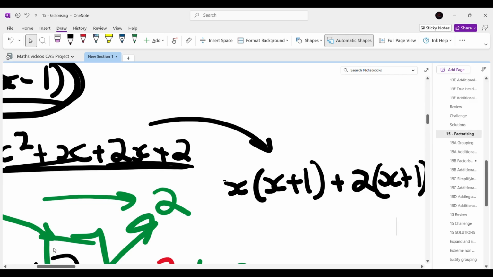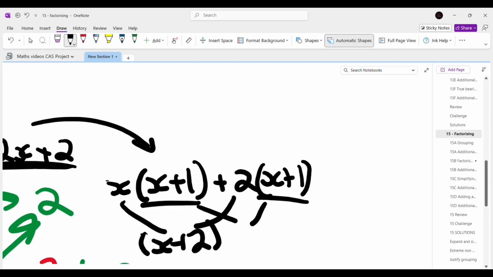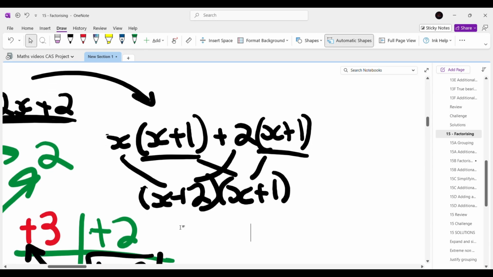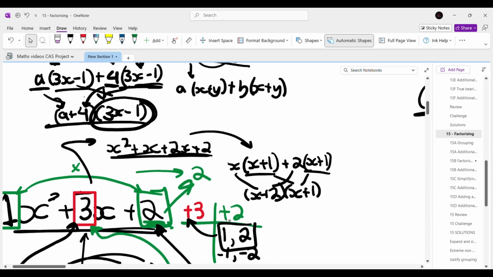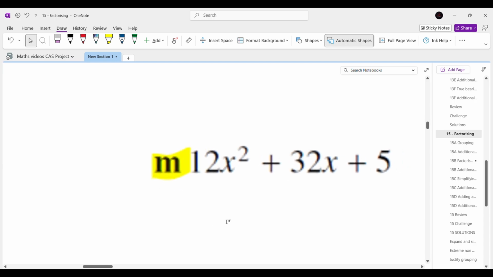Now we have x plus 1 as a common factor. So what we could do is take the x plus 2, and this just becomes x plus 2 times x plus 1. And this is our solution to this factorization. But obviously, what happens in this circumstance when we have a coefficient in front of the value?